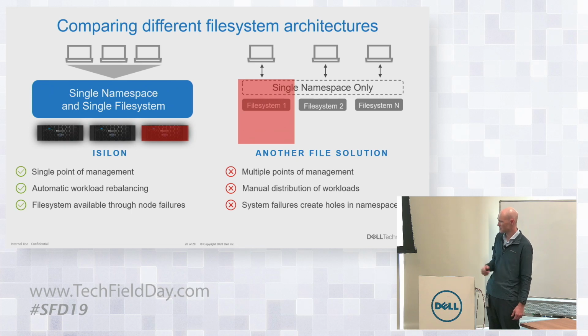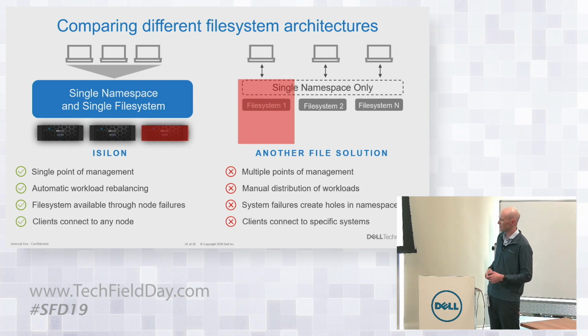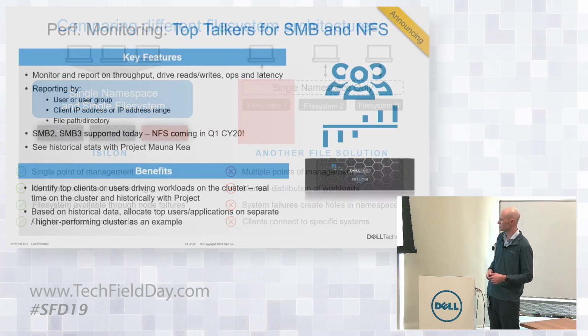From a file system perspective, if we lose one node, it's still available because the file system's completely stretched across all nodes. We can rebuild that node, we can remove it, we can do all sorts of things. In this case, the data is just on that one controller head. So if they lose that controller head, they have problems with visibility into the actual namespace. And then the client connects to any node, versus specific systems.